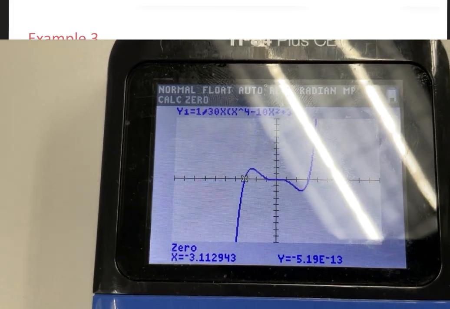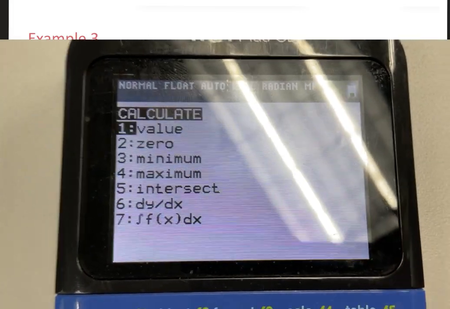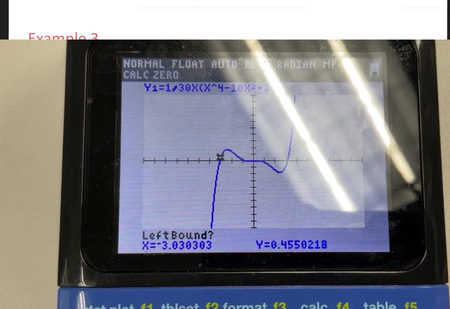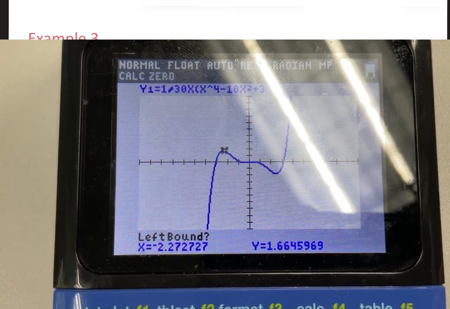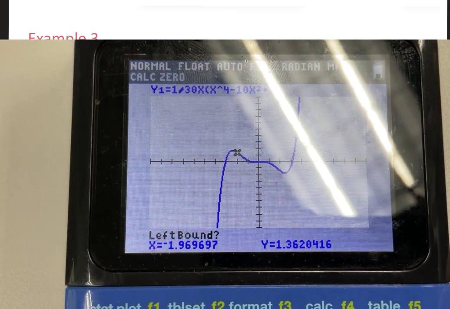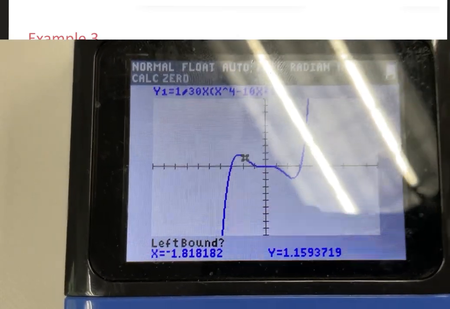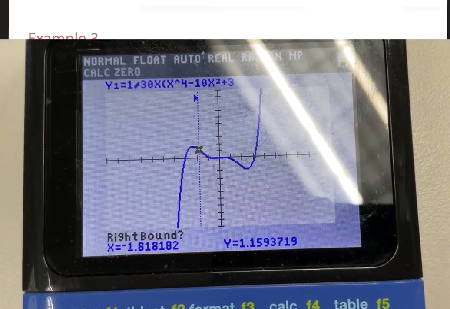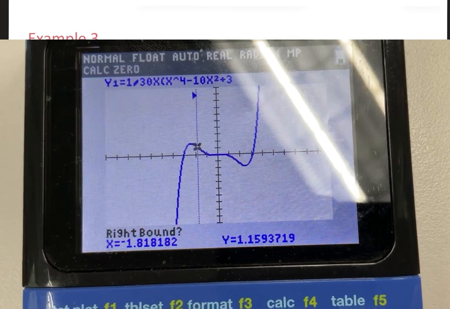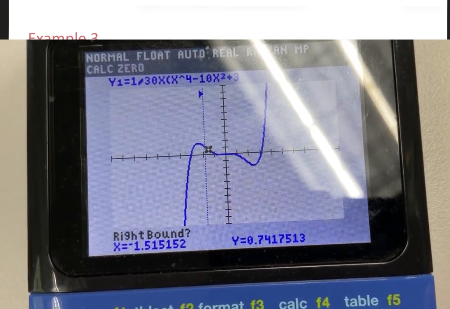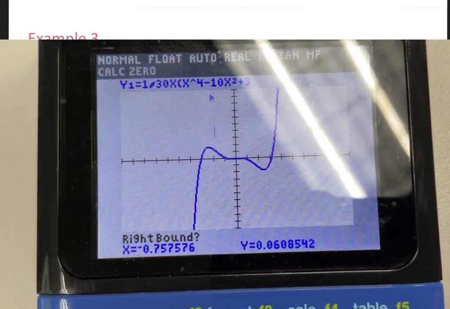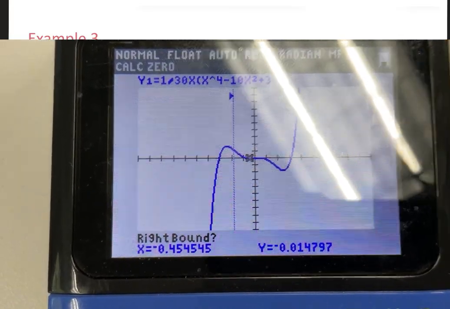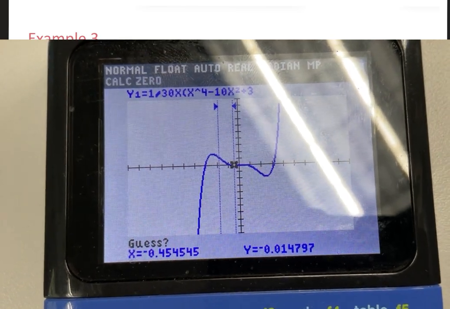Then I go to the next 0. Second, trace, 0. Now I want to go left of the next one. So I have to go past the first one. Anywhere on this little curve before it crosses the x-axis is fine. Anywhere up here because it is left of my second 0. I hit enter. Now I need to go right. And this one, we're not zoomed in enough this time, so it's a little bit harder to see. I'm looking for the y to change sign, right? I need it to go negative. So I'm going. And there it's negative. I have passed the 0. I am now to the right. I hit enter. Guess? Yep, take me there.